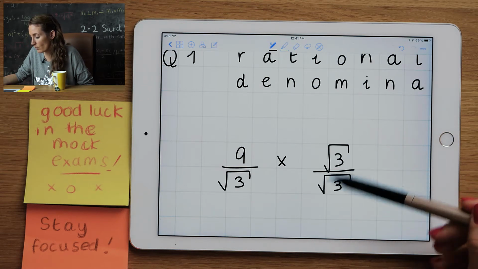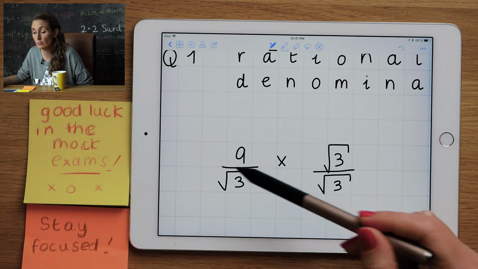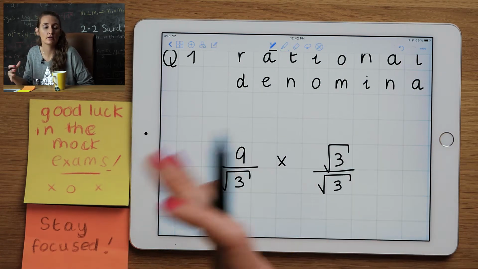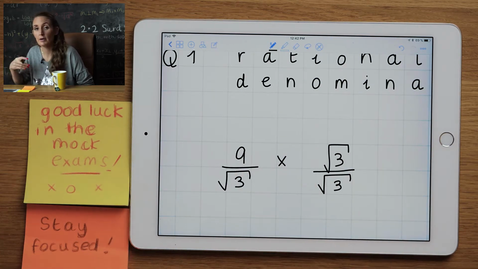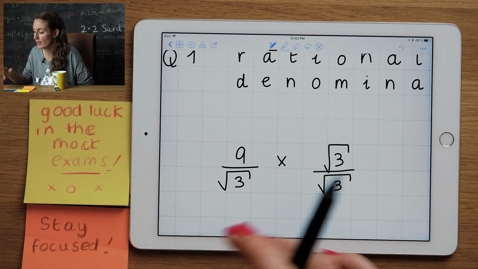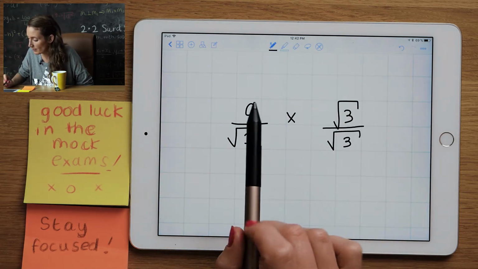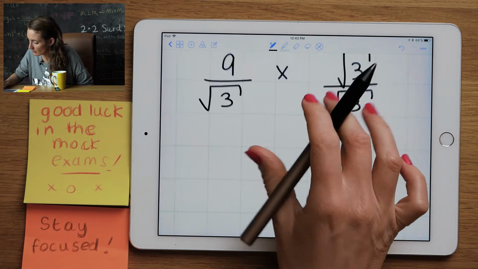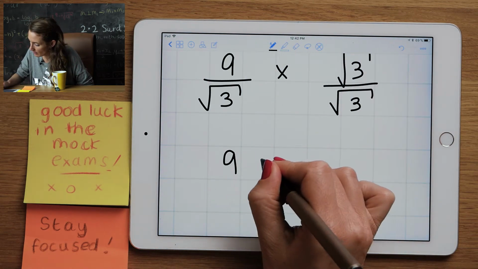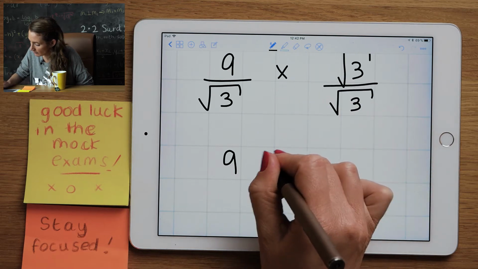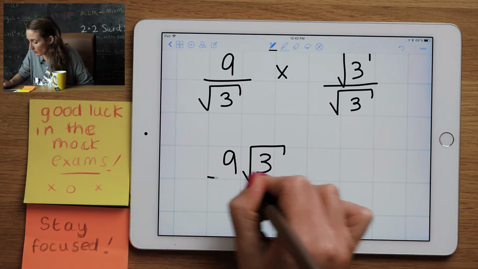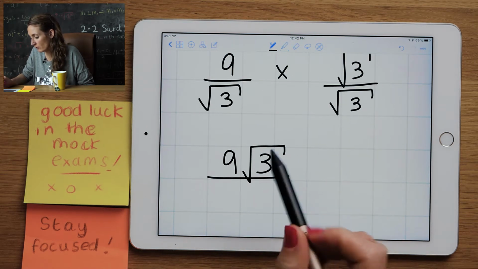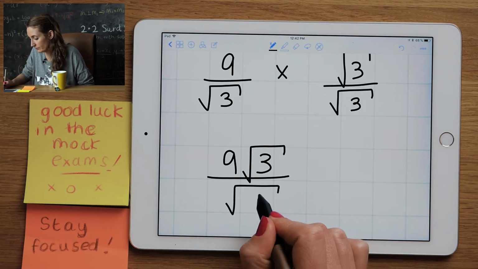Now that's the same as 1. So essentially we're timesing our fraction by 1, which won't change it. 7 times 1 is still 7, 3 times 1 is still 3, but it will write it in the format that they're looking for. So remembering our rules for fractions, we should multiply the tops together. So that's 9 times square root of 3 is 9 root 3, and we should multiply the bottoms together. Square root 3 times square root 3 is square root 9.